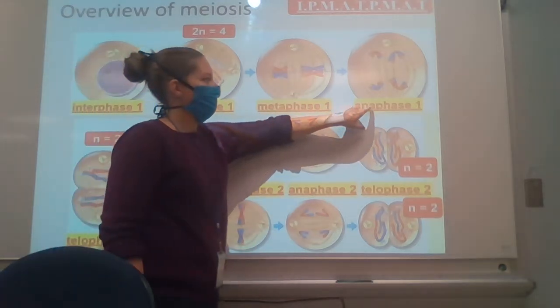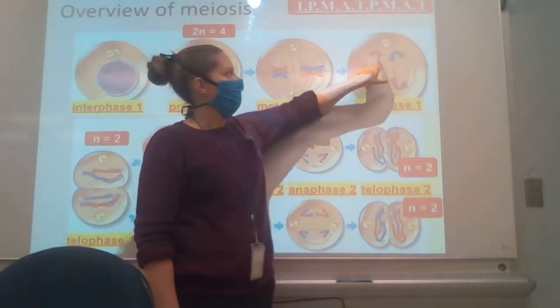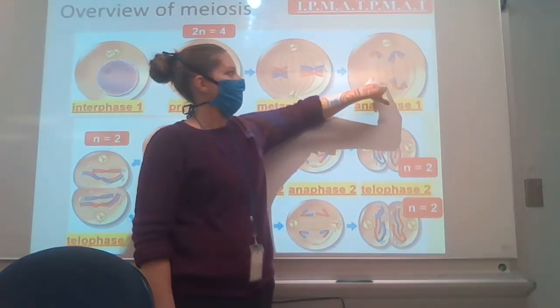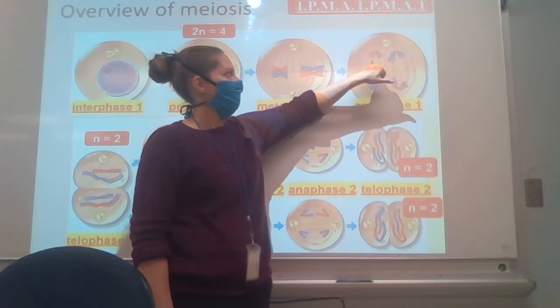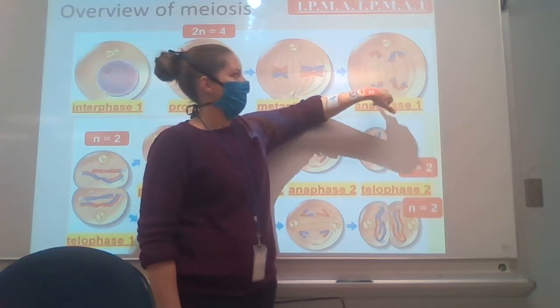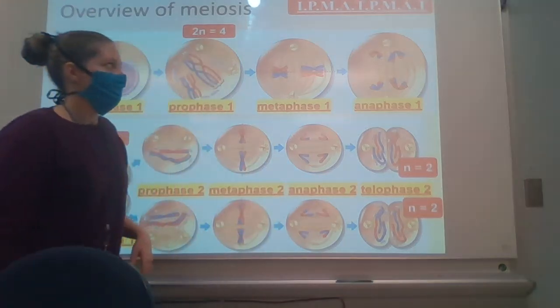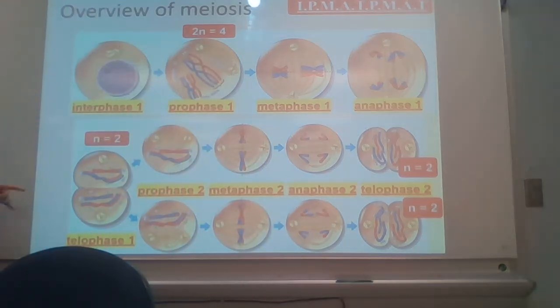We move on to anaphase 1, and the homologous chromosomes are separating from each other. This is similar but different to mitosis, right? The homologous chromosomes are separating from each other here, and as a result, we end up with these two cells. That's the first round of cell division.